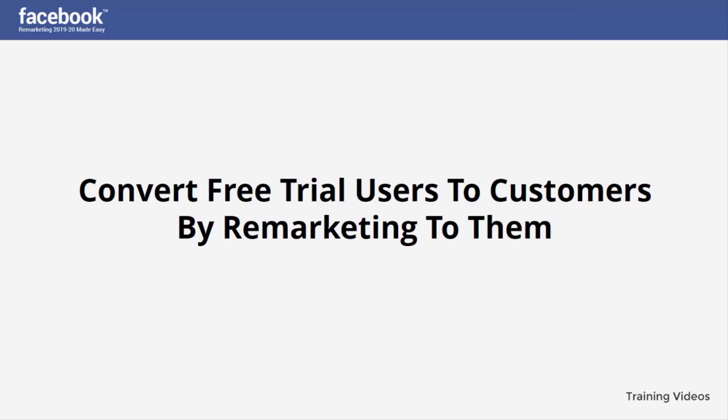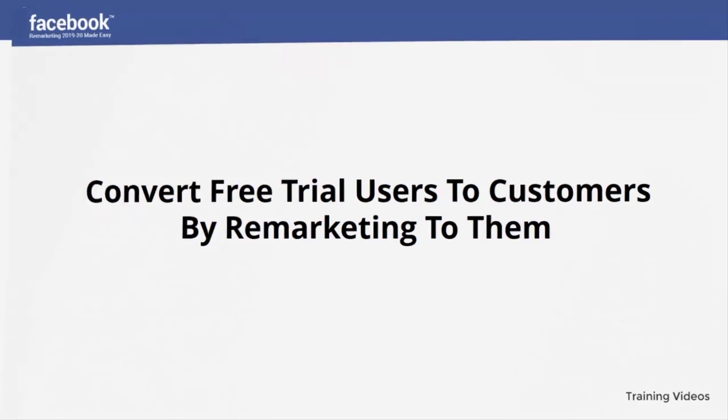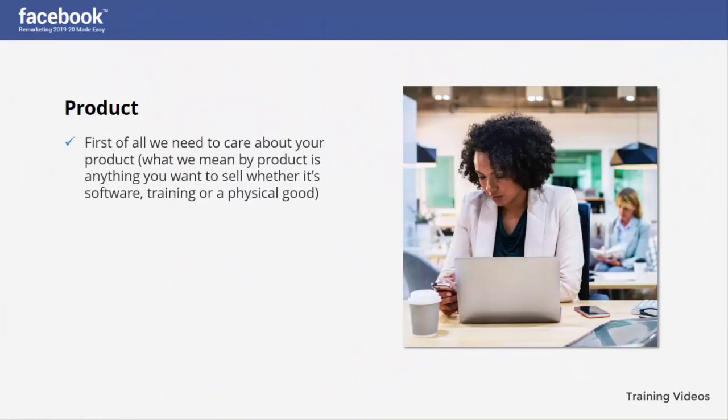When you are going to start a business, you just need a solid business plan which is based on a marketing term called the 4 Ps. Let's discuss them all one by one. Product. First of all, you need to care about your product. What we mean by product is anything you want to sell, whether it's software, training, or a physical good.